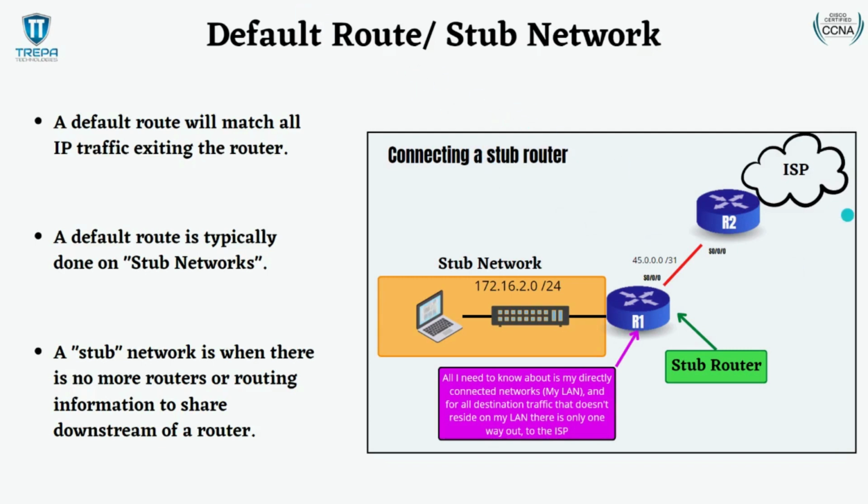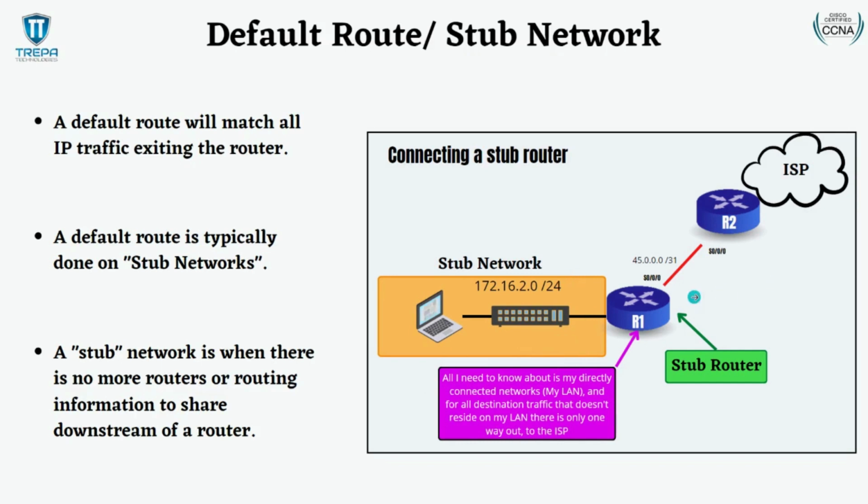Okay, so the default route, the stub network. A default route will match all IP traffic exiting the router. We use what we call quad zeros for these default routes. Any traffic destined beyond its own LAN is going to use that default route. A stub network is when there's no more routers or routing information to share downstream of a router, meaning it ends right here at our users.